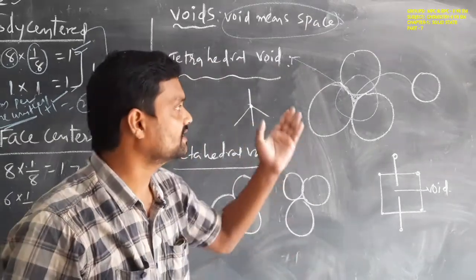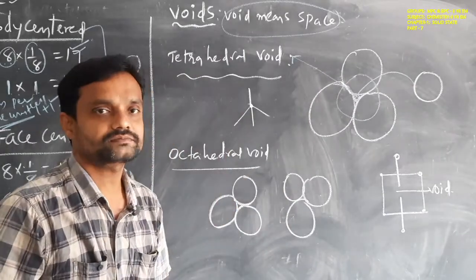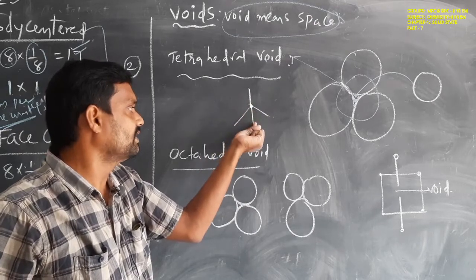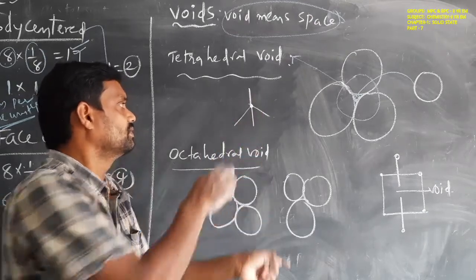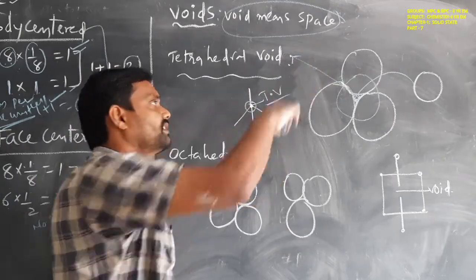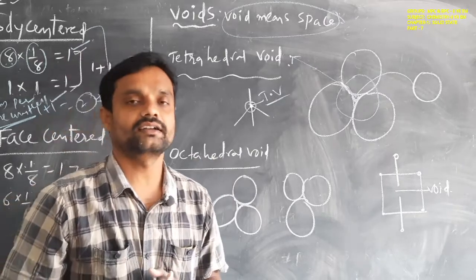Why? Because it appears as a tetrahedral geometry. So 3 atoms are present, and 1 will be present above or below. This vacant space, this void, will be called a tetrahedral void. That is the meaning of the tetrahedral void.